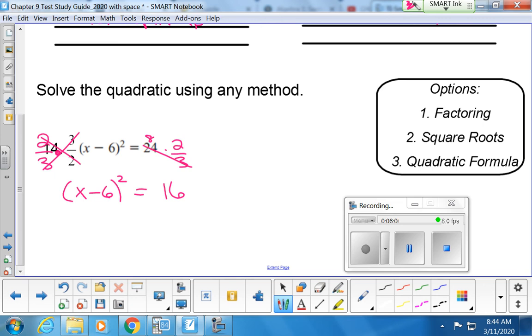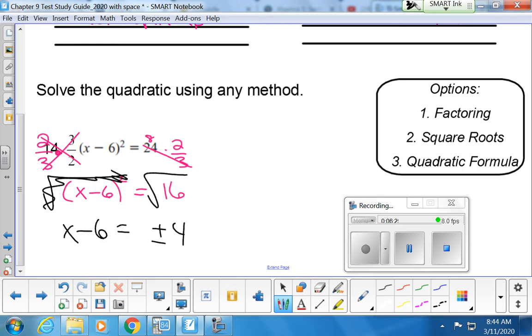Okay, I think we're at step 2. What do you guys think step 2 is going to be? No, we don't want to FOIL it out. We're avoiding that. Square root it. Yep. We're going to square root it to cancel out the squared. Square rooting and squared cancel each other. They're called inverse operations. And the square root of 16 is plus or minus 4.